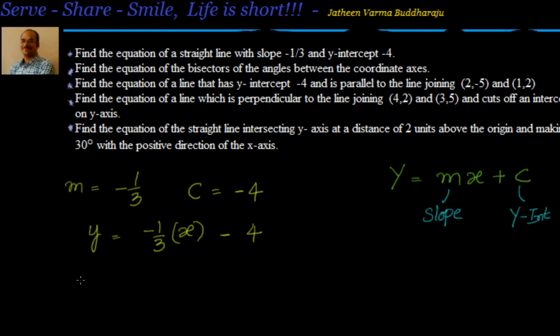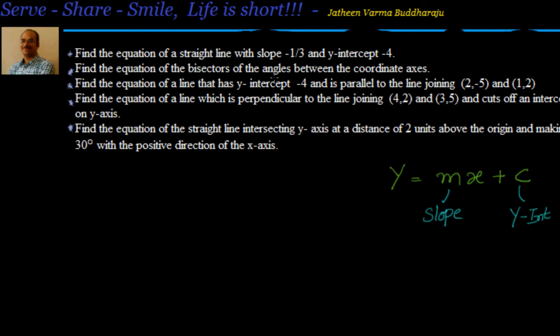Now you simplify this. Multiply by 3, you will have 3y equal to minus x minus 4 into 3, that's nothing but equal to x plus 3y plus 12 equal to 0. So it's a direct substitution. Let's look at the next one.